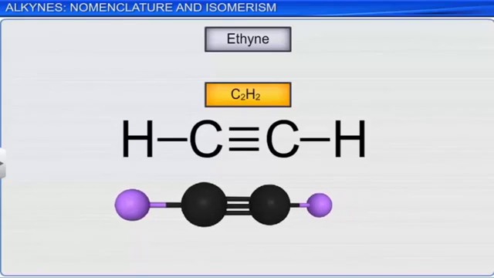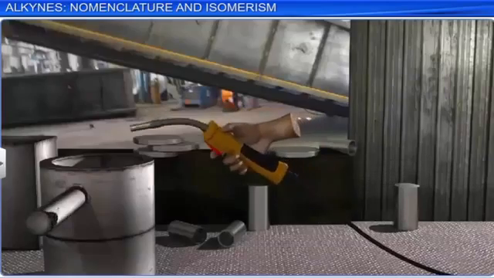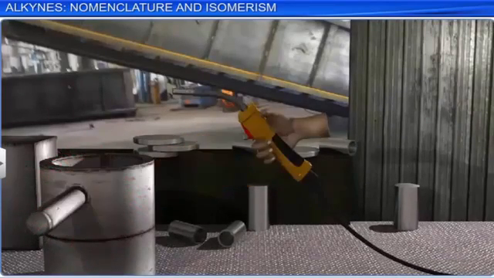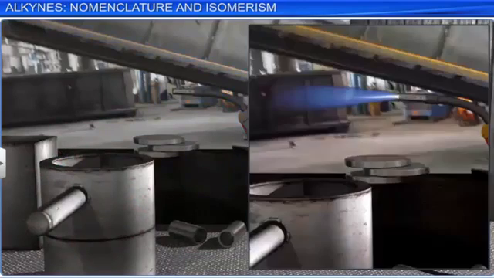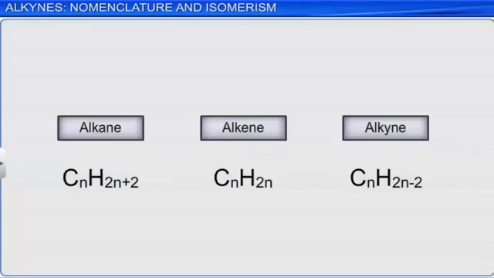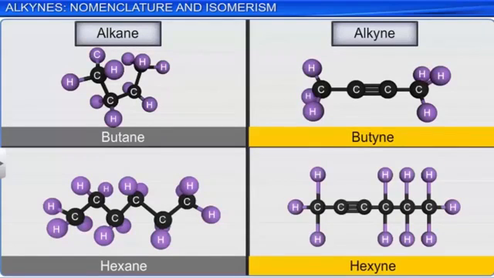Ethyne, also known as acetylene, is used for arc welding in combination with oxygen gas, which is known as oxyacetylene flame. Alkynes have fewer hydrogen atoms than alkanes and alkenes. Hence, though their names are different, the nomenclature of alkynes is invariably dependent on the corresponding alkane.